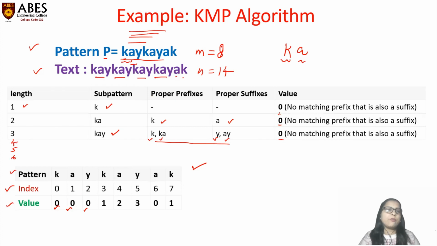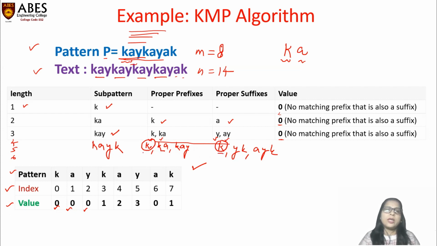But when we take a sub-pattern of length 4, say I'm taking K, A, Y and K. So I will write down all the prefixes. So its prefixes are K, KA, KAY. Right? So there are 3 values. Also, I would write down all suffixes. So K, YK, and AYK. So here we'll see only K is common in both proper prefixes and suffixes.